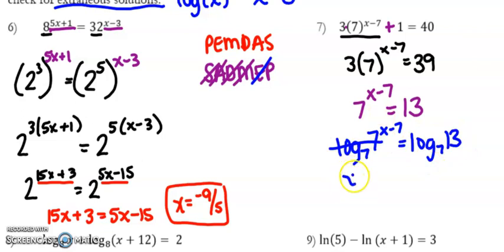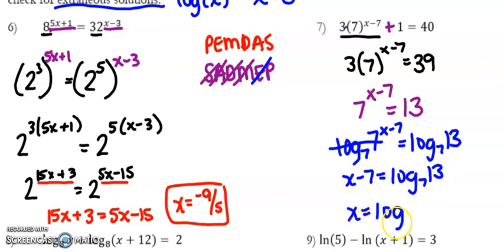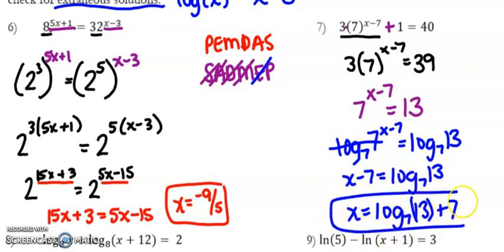These will cancel out. You're left with x minus 7 equals log base 7 of 13. So x equals log base 7 of 13 plus 7. You want to keep parentheses around that 13 so you don't accidentally write log base 7 of 20. Okay, so that's if you have the new fancy calculator.